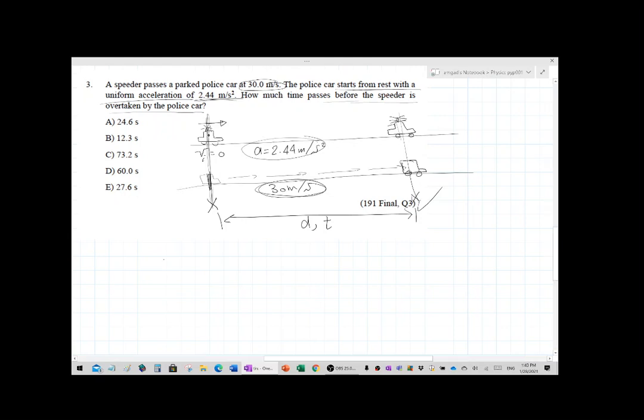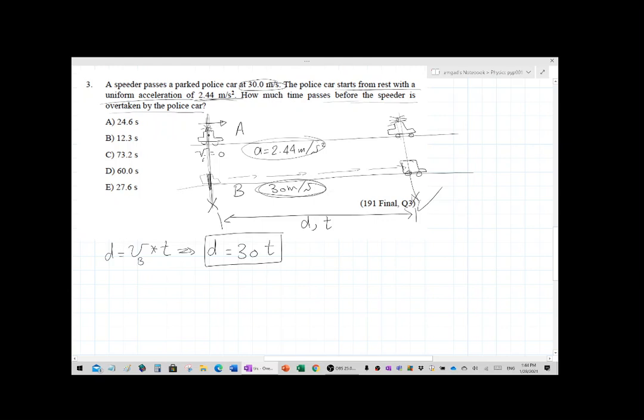Okay, so let's make an equation for the speeder. Let me call the speeder B and the police car A. For the speeder, we can relate the distance to the time and the speed. I will say D equals V T. That's for the speeder B. And we said the distance is the same, so I will keep it D. So the distance equals 30 times T. This is the first equation for the speeder.